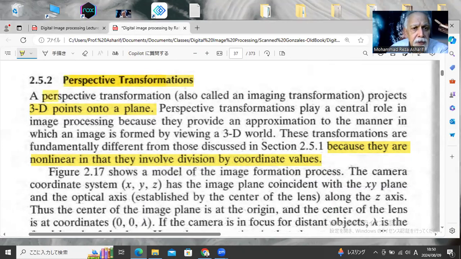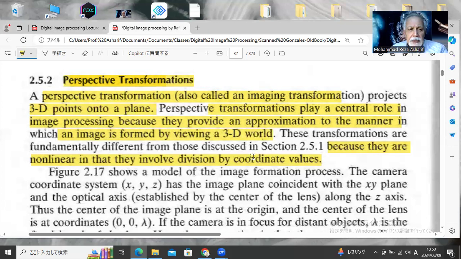Perspective transformation is also called the image transformation, projecting the 3D object onto the plane. A perspective transformation plays a central role in image processing because it provides an approximation to the manner in which an image is formed by viewing a 3D world.